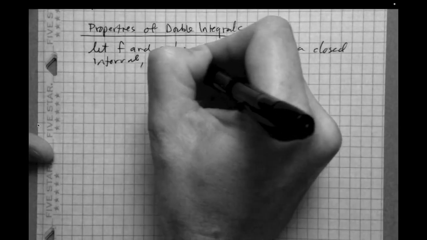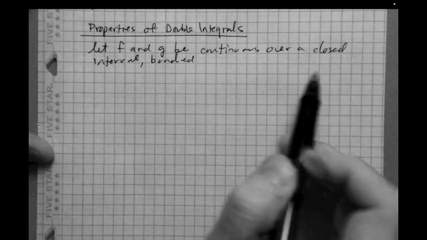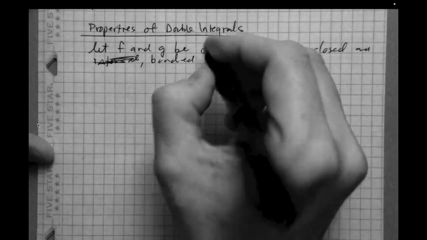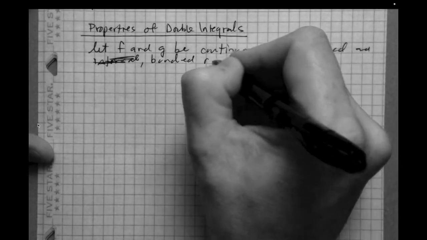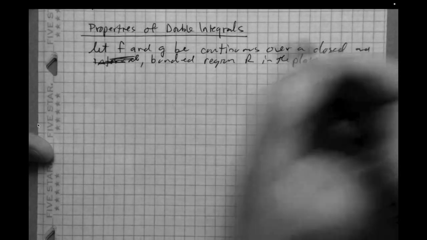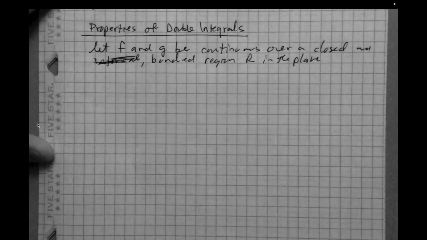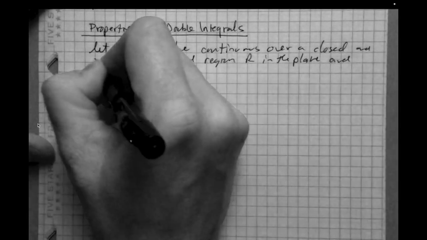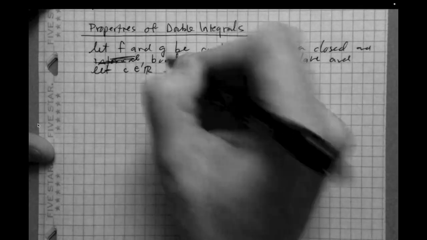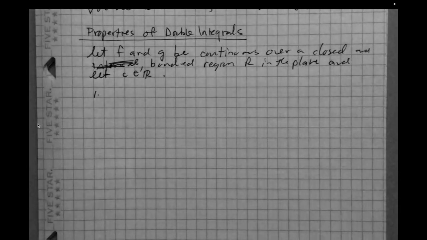Bounded plane. Over a closed, I didn't mean to write interval, closed and bounded region R in the plane. Sorry about that. Let f and g be continuous over a closed and bounded region R in the plane, and let c be a real number constant. All right, so then the following is true of the double integral.